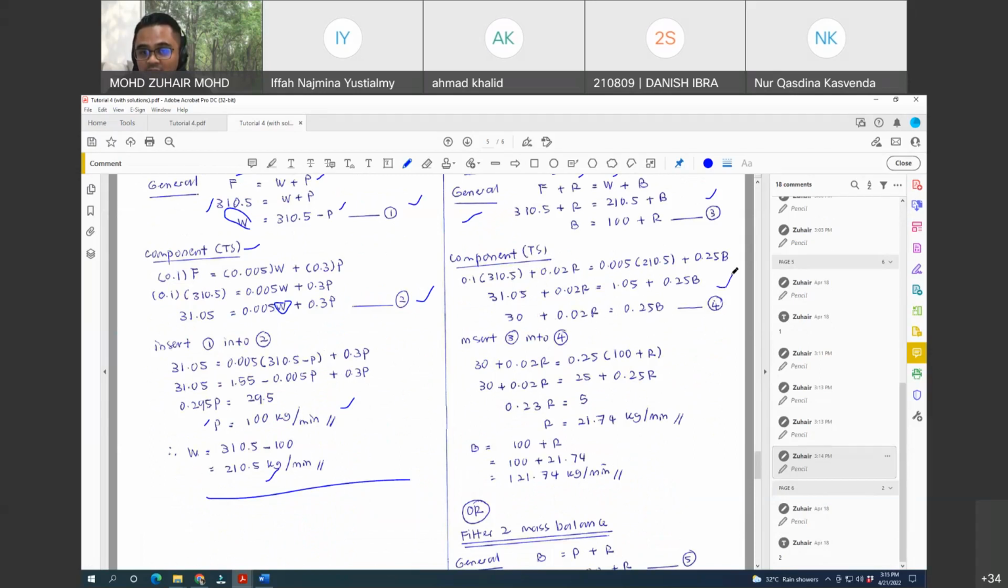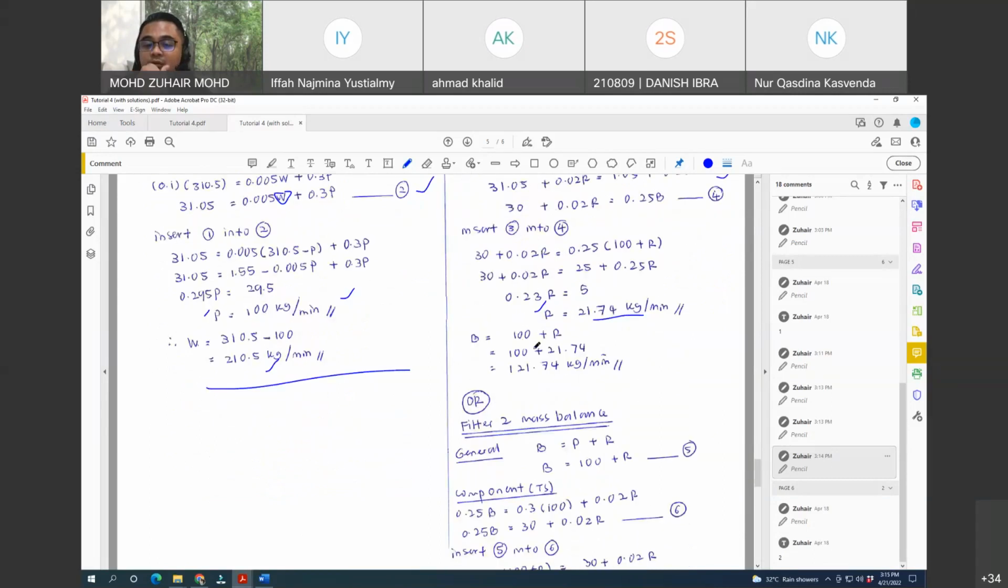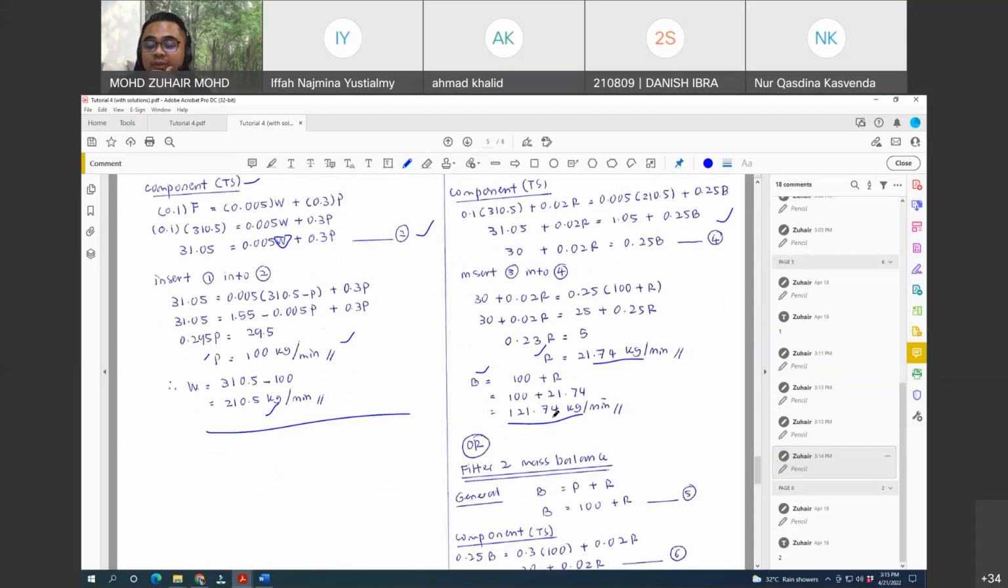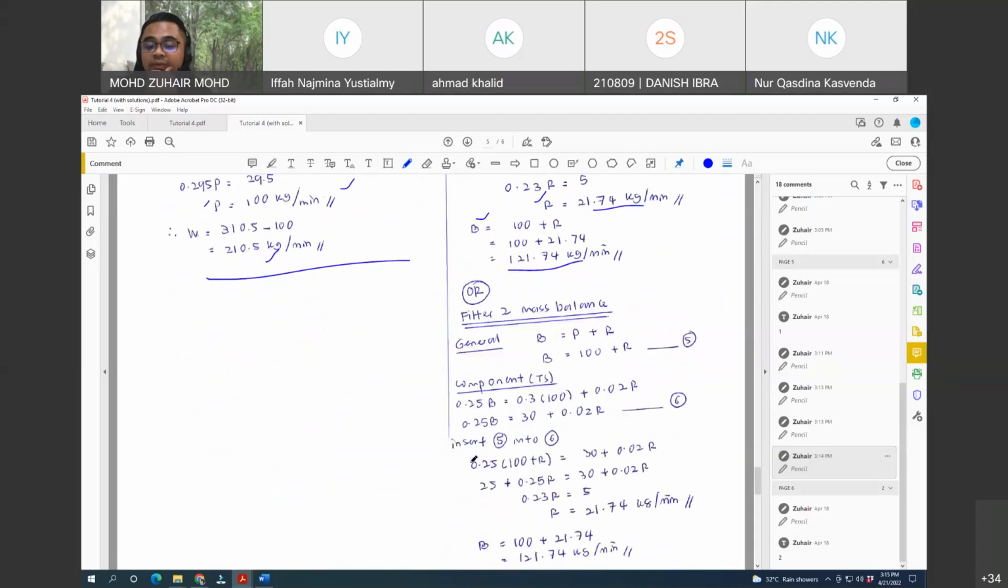This is equation 4. Similarly, what you need to do is set 3 into 4 so that you are going to solve the equations one by one. At the end, you are going to get an R value of 21.74 kg per minute, and after that, you can solve the V value of 121.74 kg per minute. Okay, so I also give an example if you solve the question by using filter 2.